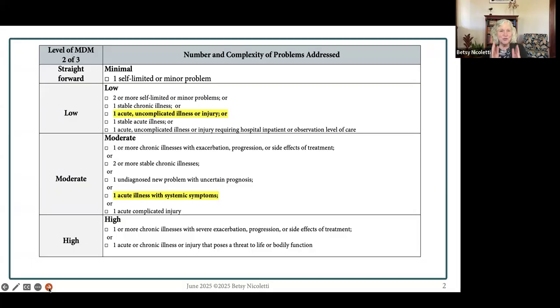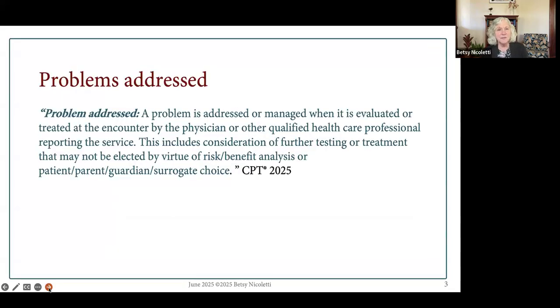Today, we're going to talk about just 2 bullet points in the first element, the number and complexity of problems addressed, even though we do know we need 2 out of the 3. So we're going to talk about an acute uncomplicated illness or injury, which is low in medical decision-making, or an acute illness with systemic symptoms.